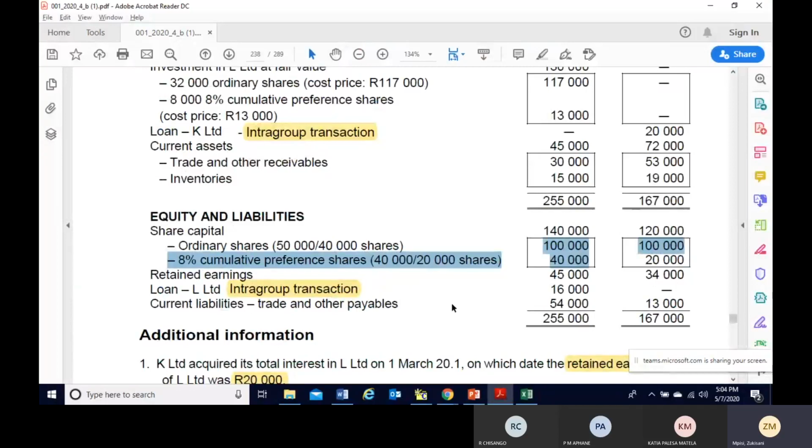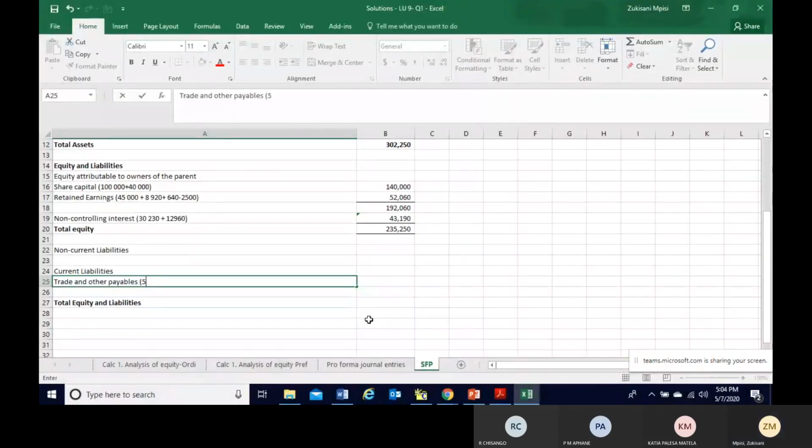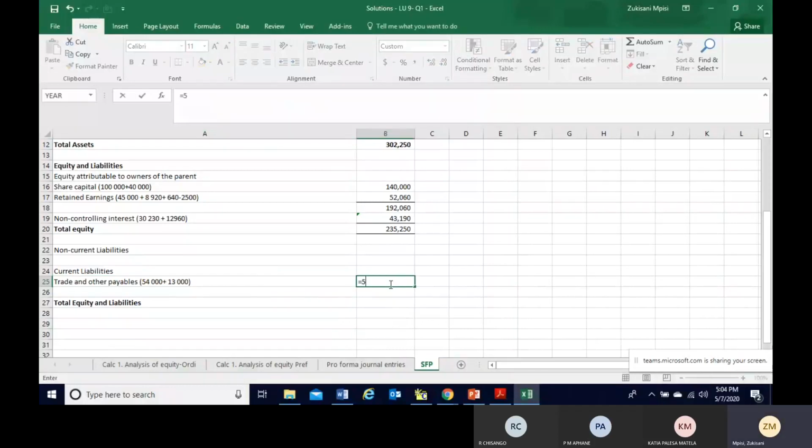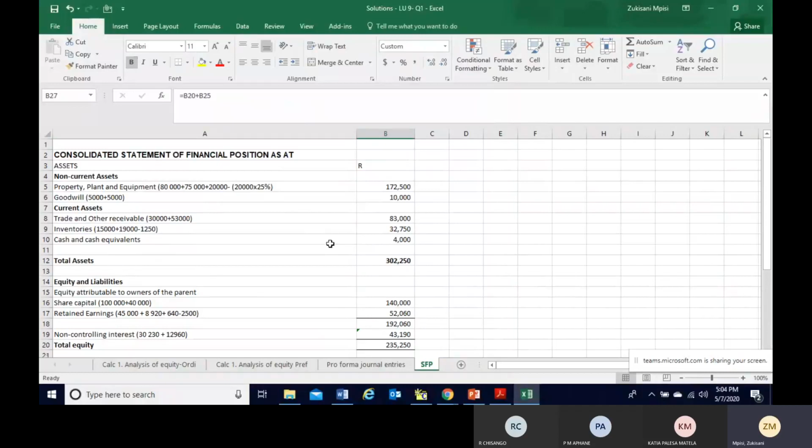payables. Straightforward, it's 54,000 and 13,000. 54,000 plus 13,000 gives you 67,000. Total equity and liabilities therefore becomes 302,250, which balances with your assets.